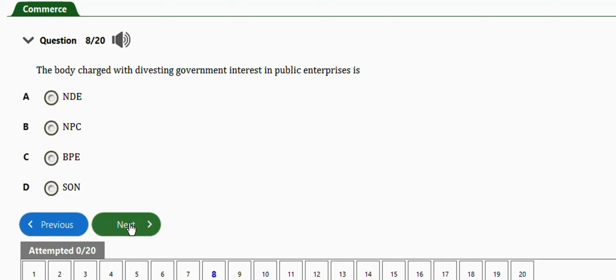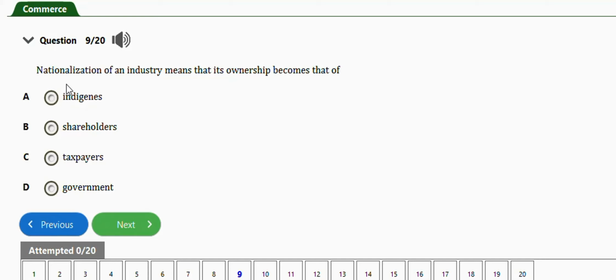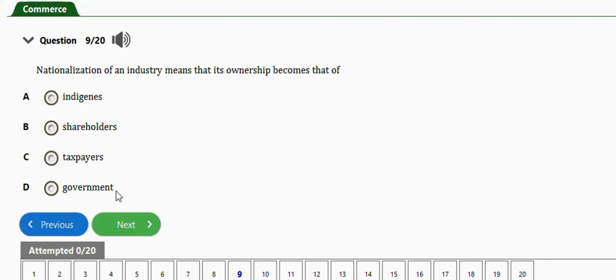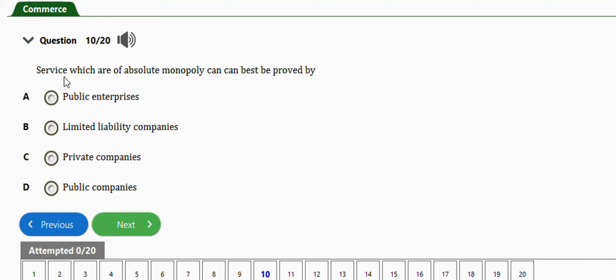Okay, next question is this one. It says nationalization of an industry means that its ownership becomes that of, we have indigenous, shareholders, taxpayers, government. So the right answer is option D, government. Next question is this one. It says services which are of absolute monopoly can best be provided by public enterprises, limited liability companies, we have private companies, public companies. So the right answer to this question is option A, which is public enterprises.